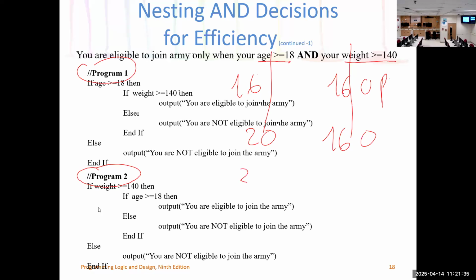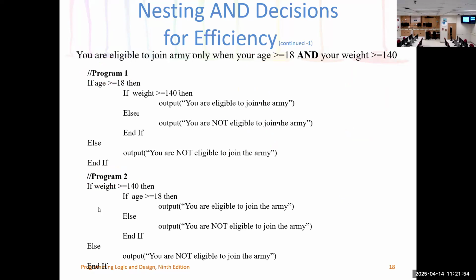And how about this one? I have 30 here and 130 here. Is he able to join? No, right? Because this one yes, but this one no. And you know that for the AND decision, the output is only correct when both decisions are true. Okay. So for this one, I work with the nested decision, because when you work with the AND logic, that means you put one decision inside another one.